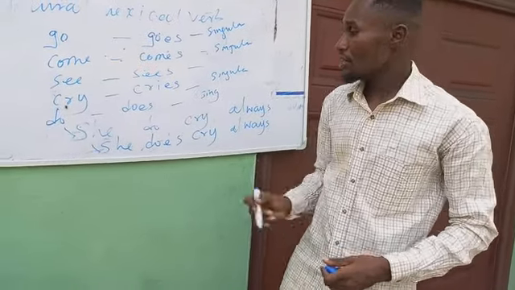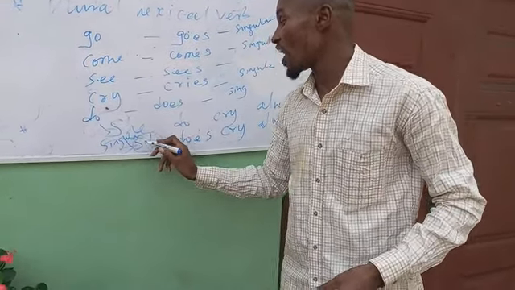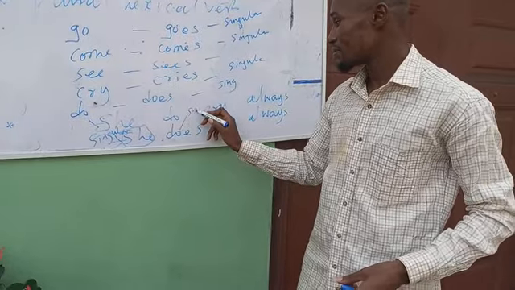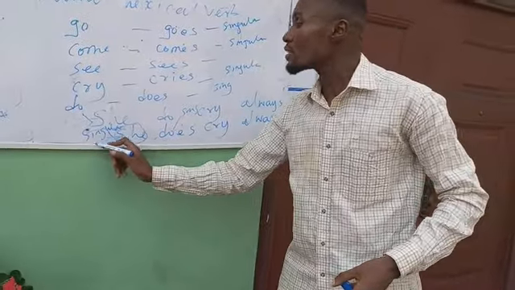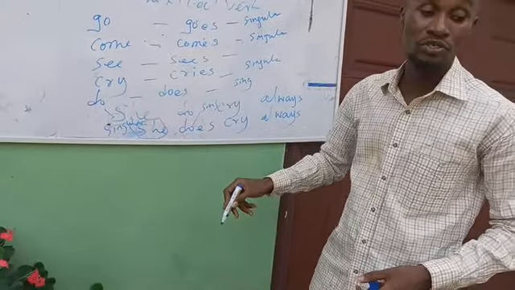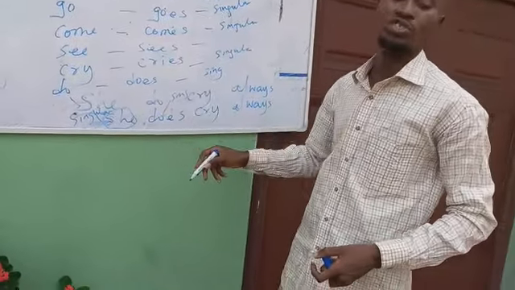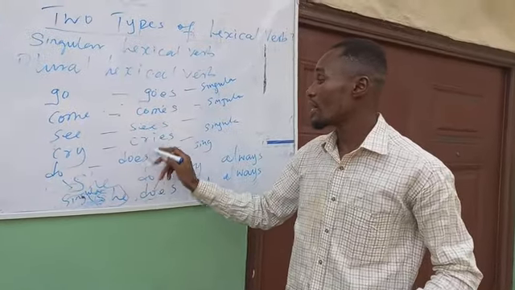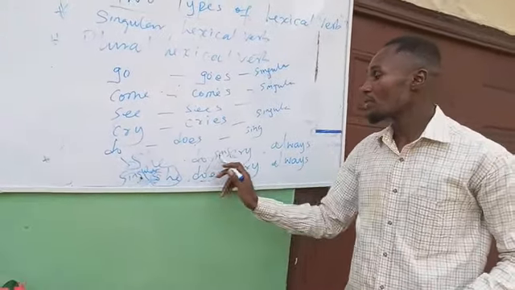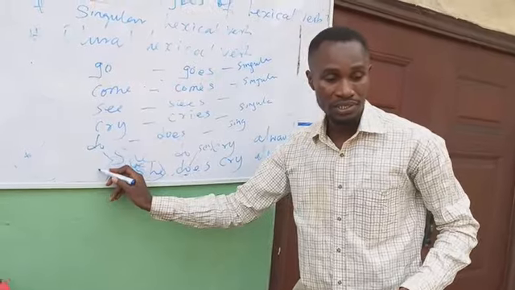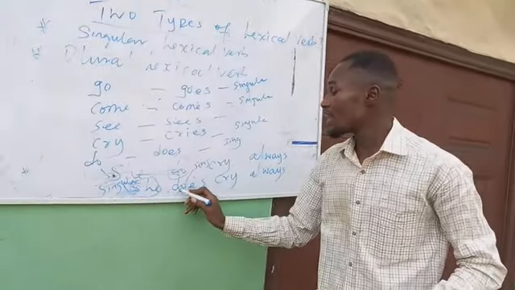Because she is singular. Okay, now, she here is what? Singular. Therefore, the verb should also be what? Singular. You get it? So because she is singular, what kind of lexical verb are you to use? Plural or singular? Singular. Good. She does is singular, right? She does cry always. She do cry always is what? Wrong. She here is singular, but do here is what? Plural. There is no agreement, right? So she does cry always.